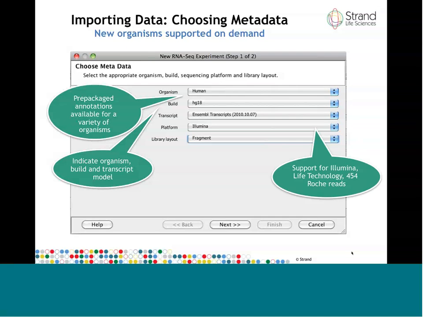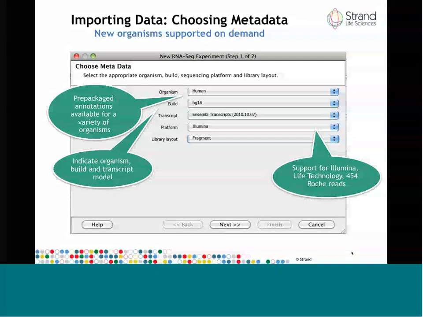So once you've chosen the organism, the build, and the transcript model of your interest, note that there are 3 different transcript models that we have for humans and for several other organisms. There's the Ensembl transcripts, there are RefSeq transcripts, and there are UCSC transcripts. So once you've chosen that, you can choose the platform. We support all the 3 most popular platforms you might be using for RNA-Seq: Illumina, the SOLiD technology from Life Technologies, and 454 Roche.